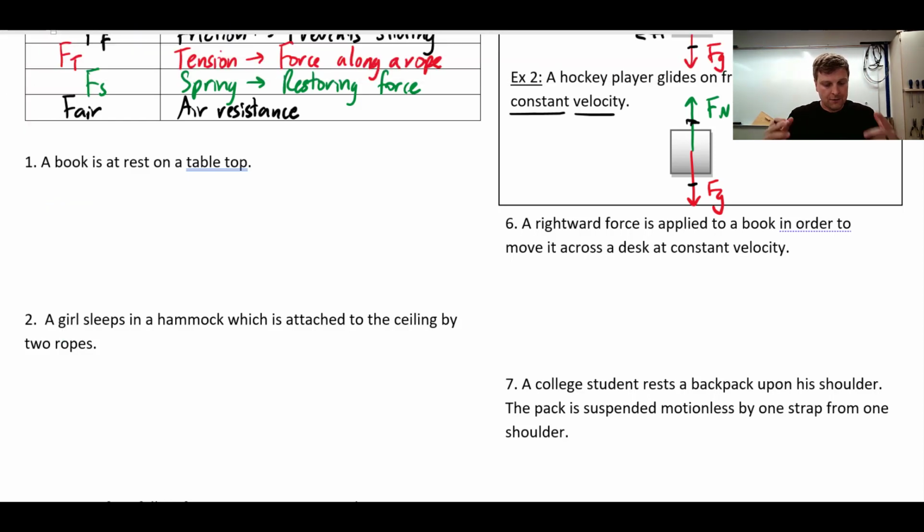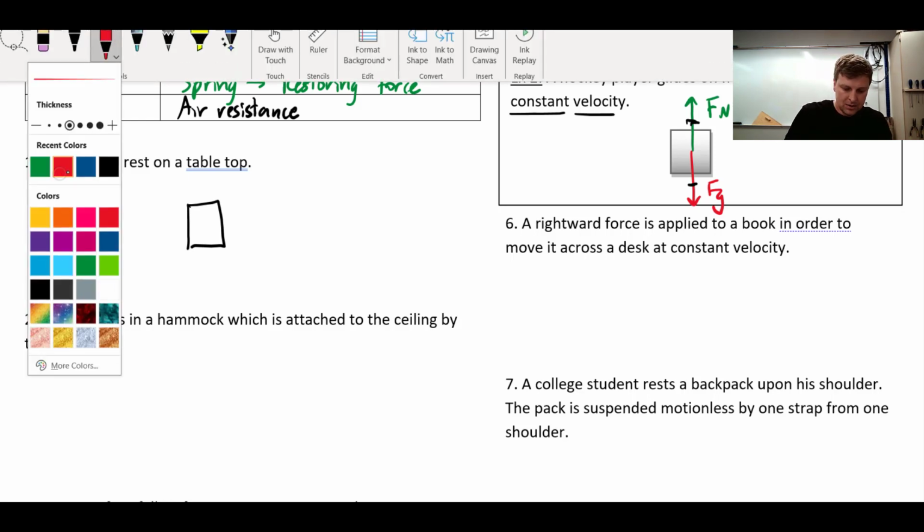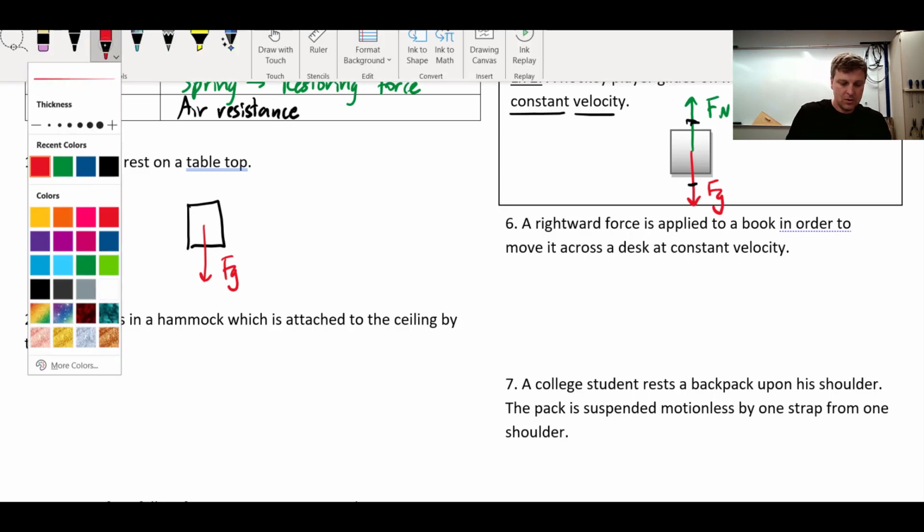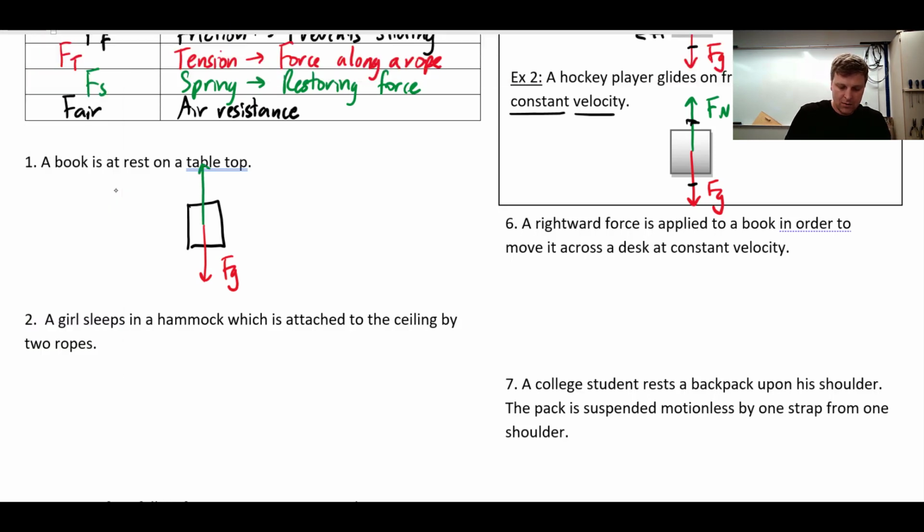So, first things first, a book sits at rest on a tabletop. Okay, well, that was pretty difficult. There's a book, and this book is probably on Earth, so I'm going to draw a force of gravity, and it's sitting on the tabletop doing nothing in particular, so I'm going to have a normal force upwards of the same size. Okay, so far so good.